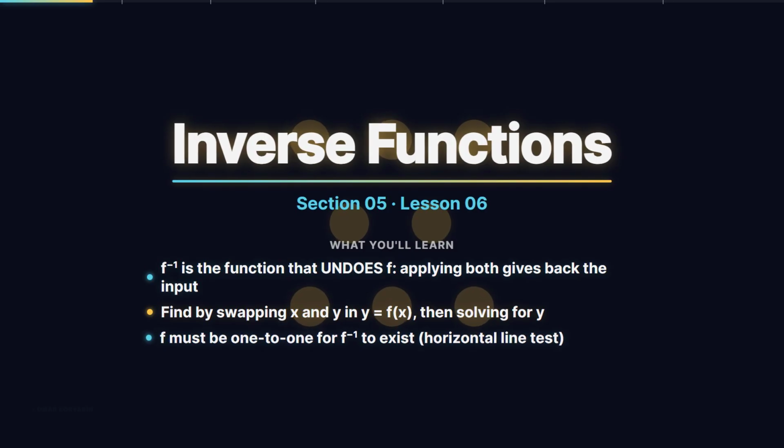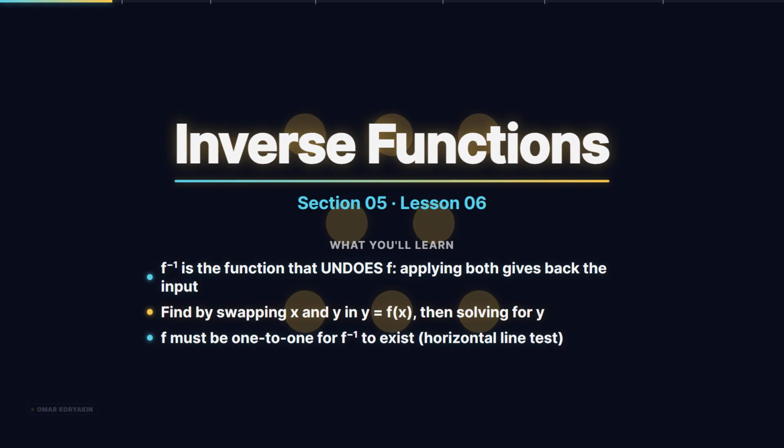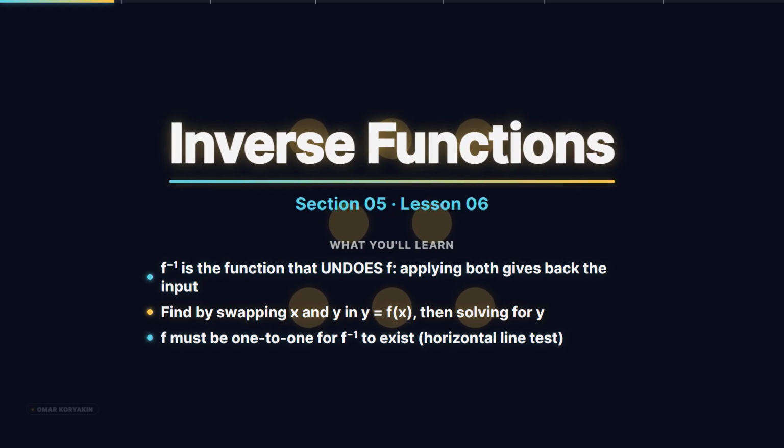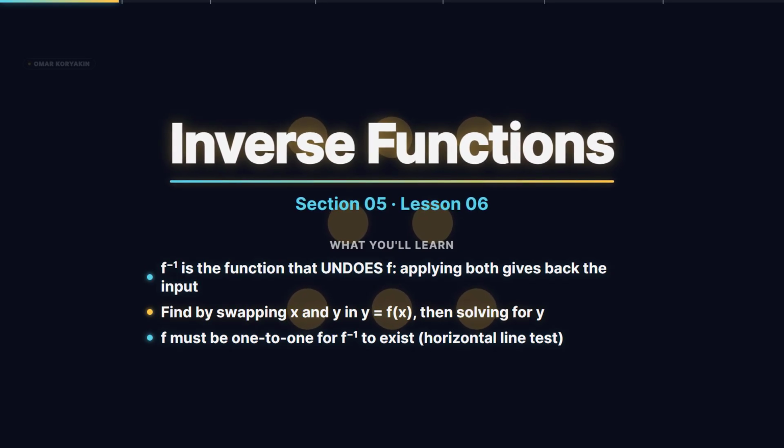Not every function has an inverse. For the inverse to exist as a function, the original f must be 1 to 1, meaning each output is produced by exactly one input. If two different inputs produce the same output, then the inverse cannot be a function because the same input would map to two different outputs. The horizontal line test on the graph of f decides 1 to 1ness. f is 1 to 1 if and only if every horizontal line crosses the graph of f at most once. Functions that fail the horizontal line test are not invertible as functions over the full domain, but can sometimes be made invertible by restricting the domain to a subset where the test passes.